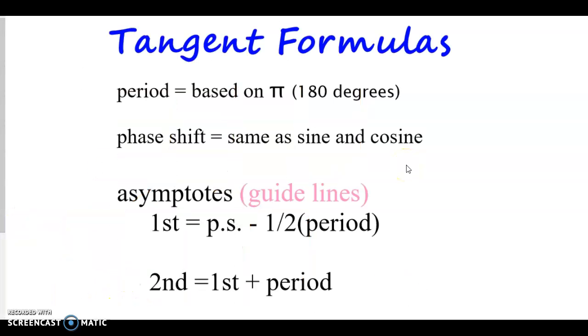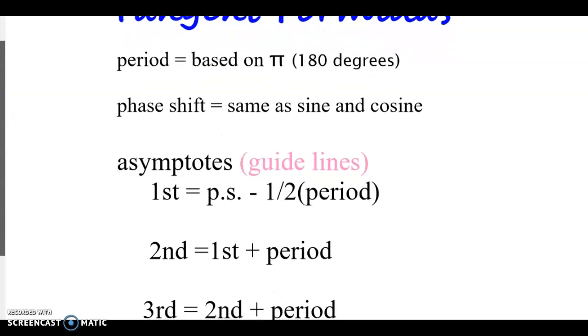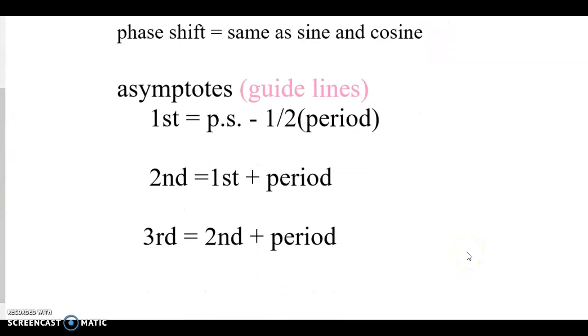All right, next formulas. The period is based on pi instead of 2 pi. Phase shift, exactly the same way we've been doing it. Vertical shift, same way we've been doing it. There's no asymptote because these lines continue up and down forever. But these are new formulas that we have to find for asymptotes.